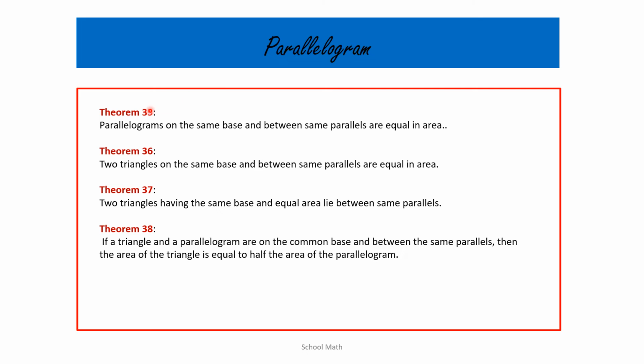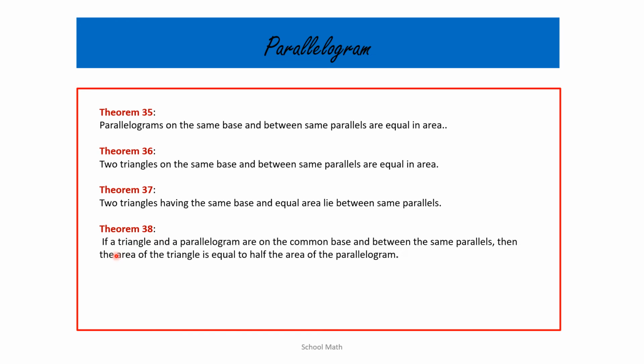Parallelogram. Theorem 35. Parallelograms on the same base and between the same parallels are equal in area. Theorem 36. Two triangles on the same base and between the same parallels are equal in area. Theorem 37. Two triangles having the same base and equal in area lie between the same parallels.